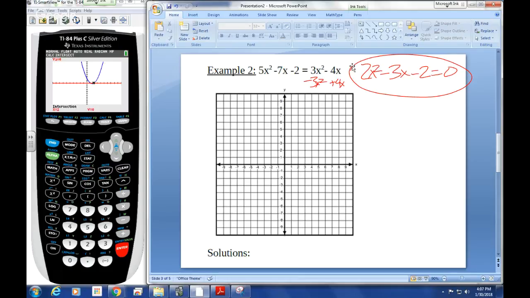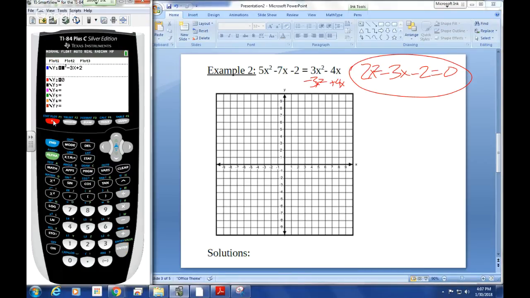And this is what we're going to graph. So we go back to our calculator, clear out what we had before, and put in 2x squared minus 3x minus 2. That's the part we're going to put into y1. And then we have y2 is 0, just like we did before. And then again, just go into the graph.